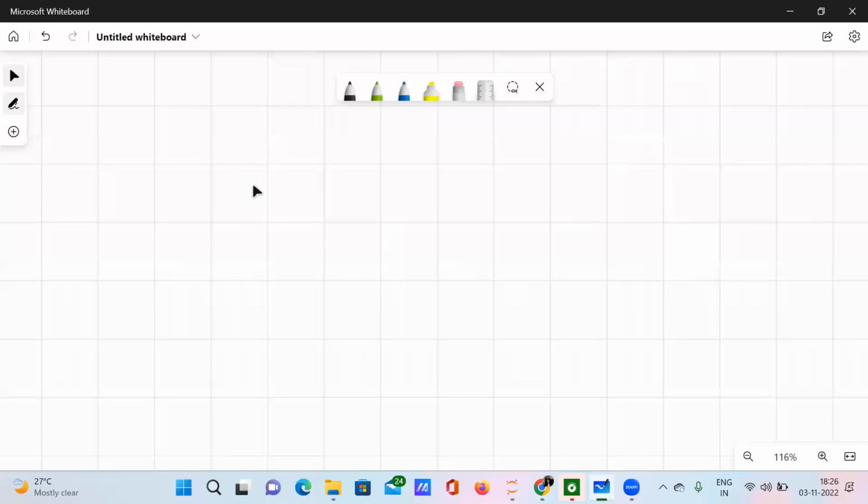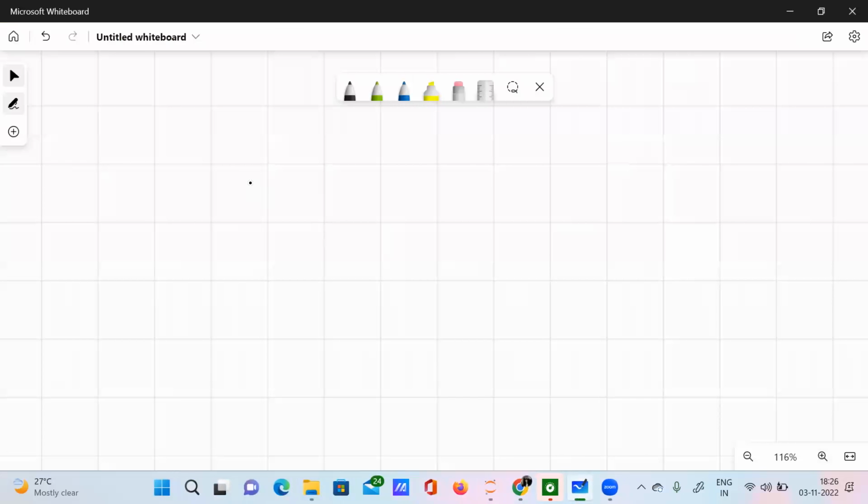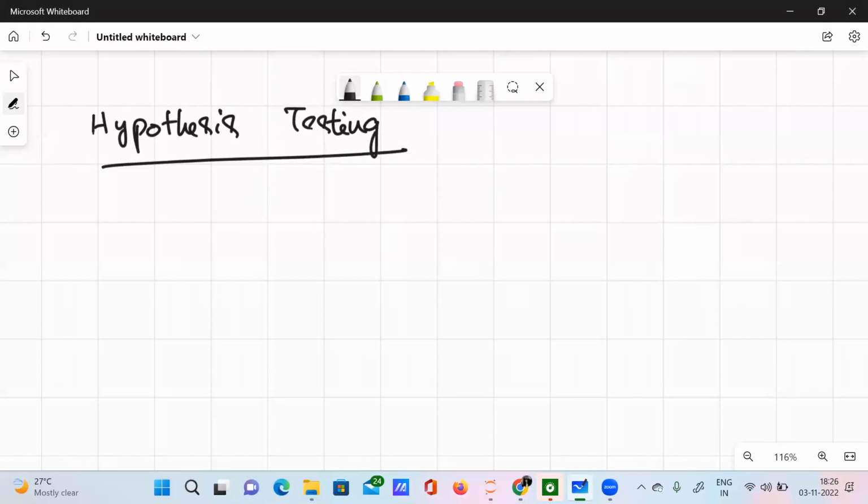So the discussion is about hypothesis testing. What is meant by hypothesis testing?